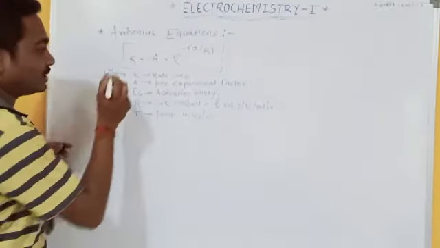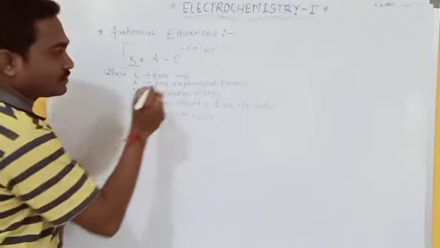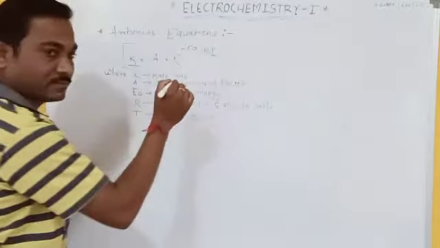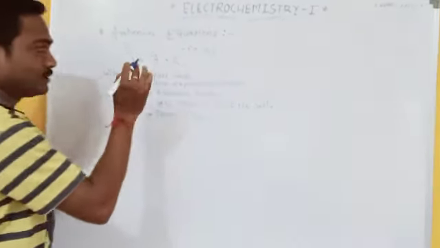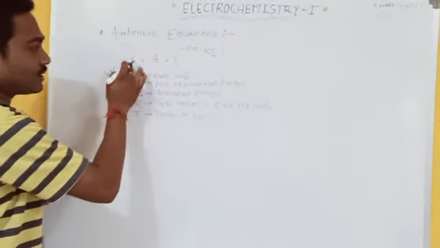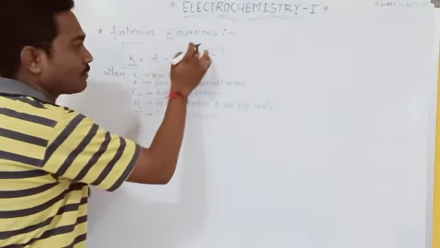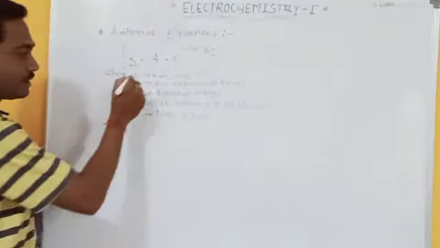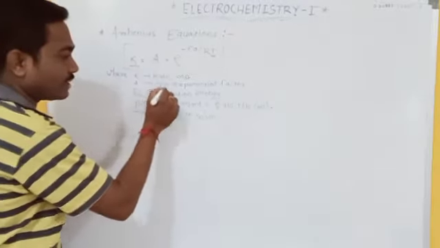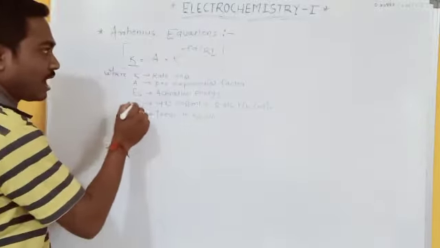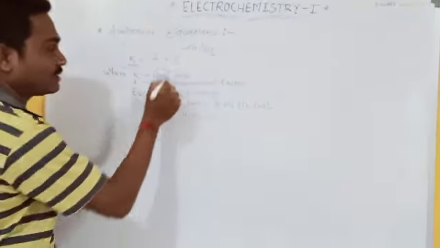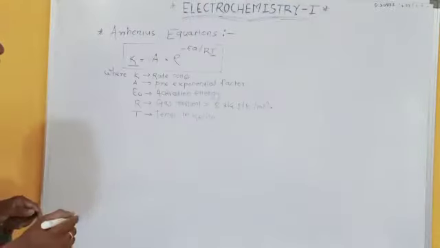Arrhenius gives a relation between rate constant and temperature. This is the Arrhenius equation: K is equal to A e raised to power minus EA by RT. K is the rate constant, A is the pre-exponential factor, EA is the activation energy, R is the gas constant, and T is the temperature in Kelvin.